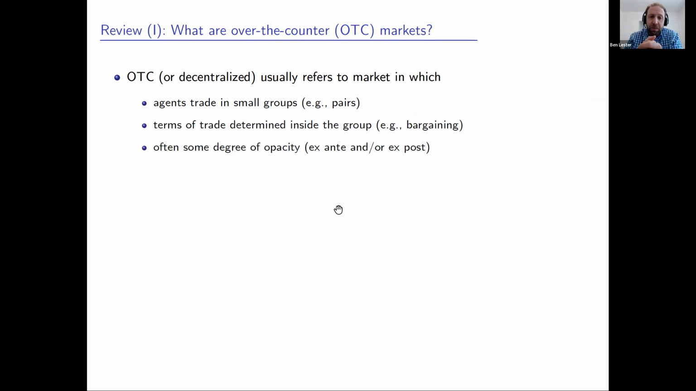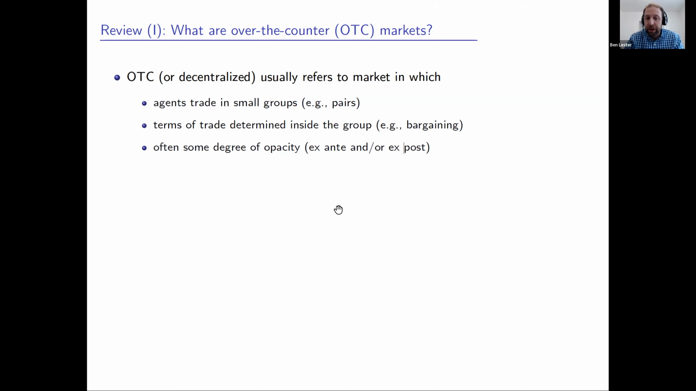So the first of those attributes is that you have agents trading in small groups. The simplest example of that is, of course, bilateral trade, where agents and investors trade in pairs. An important attribute of OTC markets is that the terms of trade, meaning the prices and the quantities, can be determined inside this group. One example would be in a bilateral pair that they could, say, bargain over the price and the quantity they want to trade.